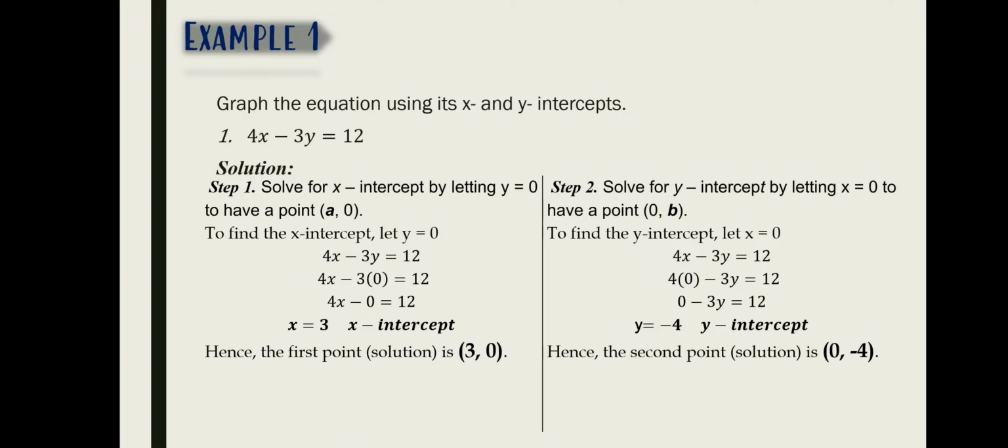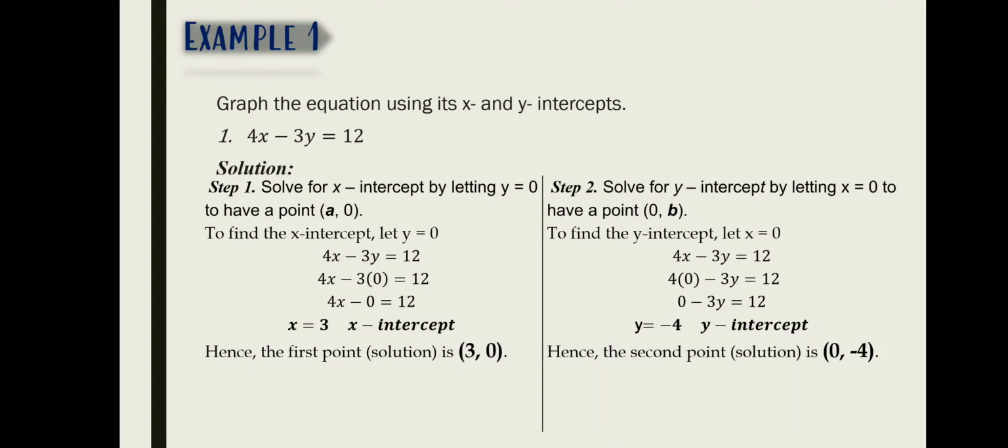And then, divide both sides by 4 to get the value of x. 4x divided by 4 is equal to x, and 12 divided by 4 is equal to 3. Therefore, x is equal to 3, and 3 is our x-intercept. Hence, the first point has coordinates 3, 0.